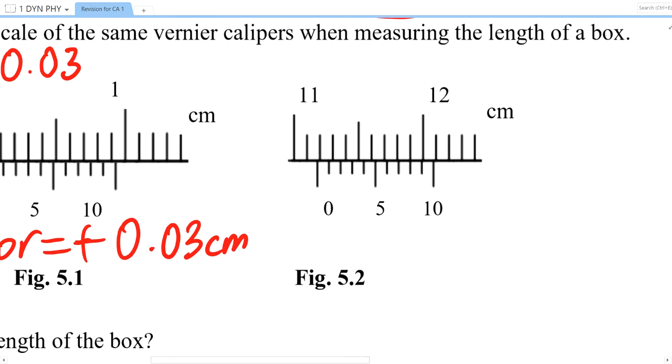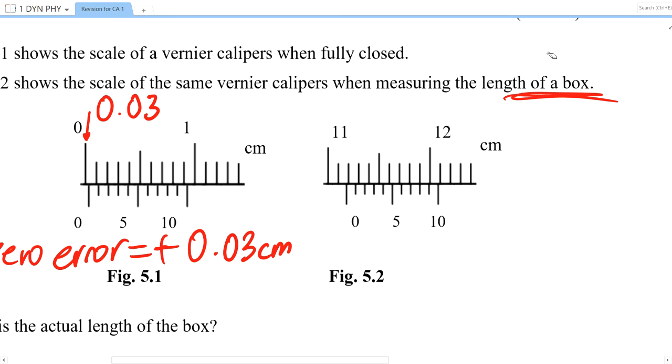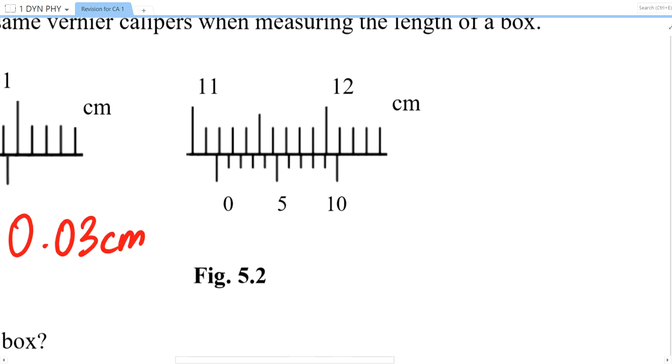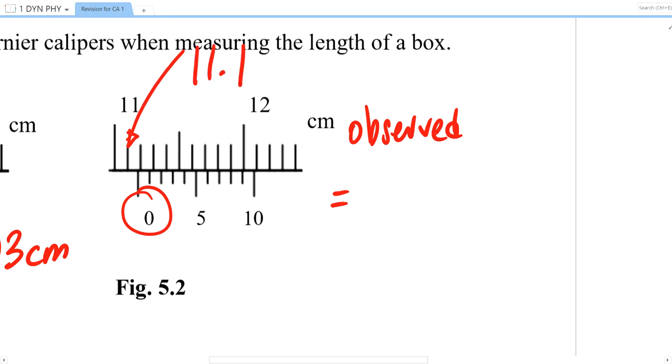Now we look at the actual measurement. We are using the same vernier calipers, the one that has a zero error of 0.03, to measure the length of a box. So this is our observed reading. This is what we see. Look at the 0 again on the vernier scale. Look up just before the 0. What is this value? 11.1. And where do they coincide? 8, yes, over here. So this is 11.18 cm.